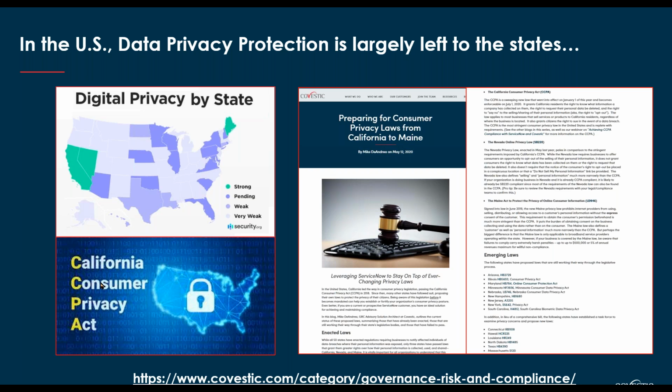And California led the way with the passage of the California Consumer Privacy Act, or the CCPA, and that just went into effect in January of this year. But other states like Nevada and Maine are following suit, and they've enacted their own laws. And many other states still have their own data privacy bills working their way through their respective state legislatures. And Covestic has published a series of blogs on the CCPA, as well as on the state of privacy laws across the country. And you can access these on our website and at the link shown below.